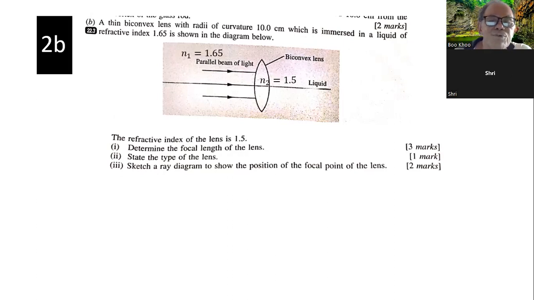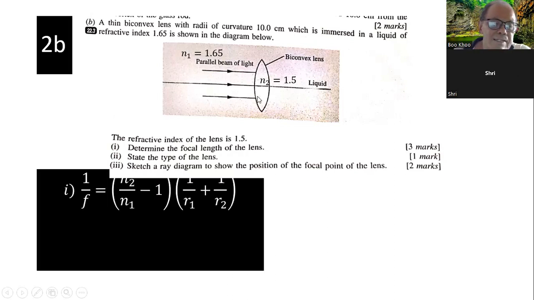Write down: this is 1.5, N1. That one is N2, the biconvex lens, refractive index 1.5. Use the lens formula. Put in your value and calculate it out. I'll give you some hints already, so now you should be able to tell me the answer. Ken, what's the answer?